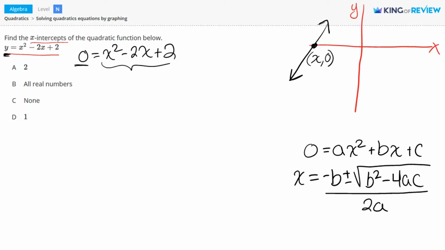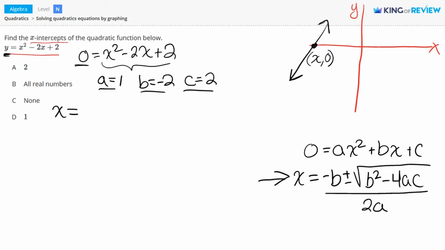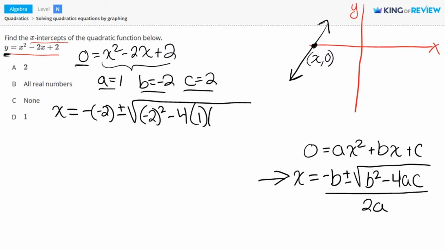So let's take a look at our equation here. Our a value is the coefficient on the x squared term. That's a 1. Our b value is negative 2, and our c value is equal to 2. So let's put this information here into the quadratic equation. We have x equals minus a negative 2 plus or minus the square root of negative 2 squared minus 4 times 1 times 2, and all of this is divided by 2 times 1.